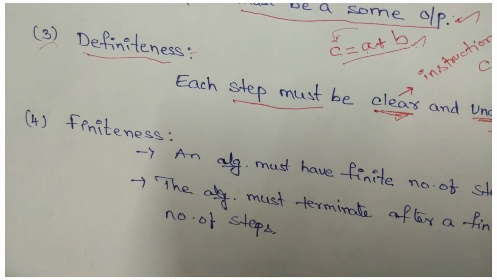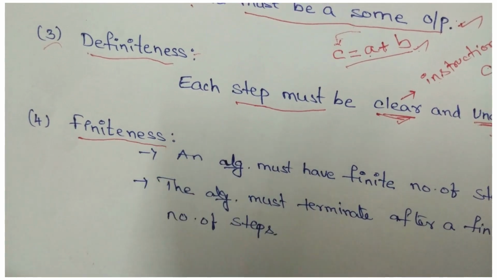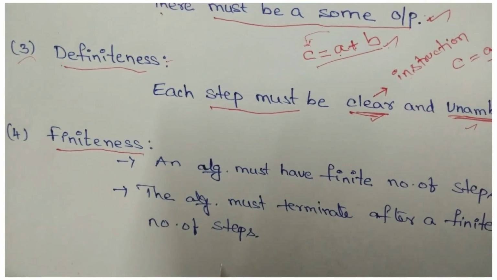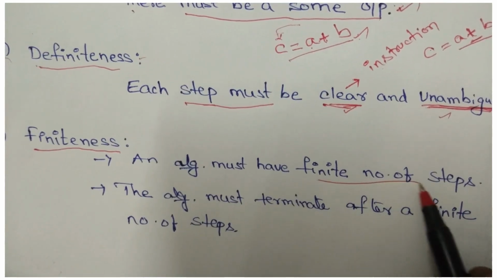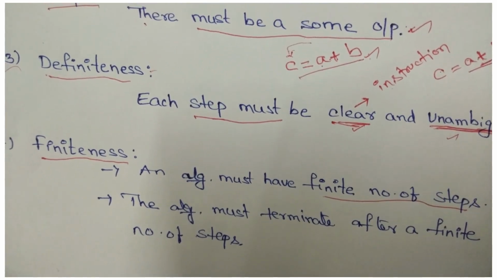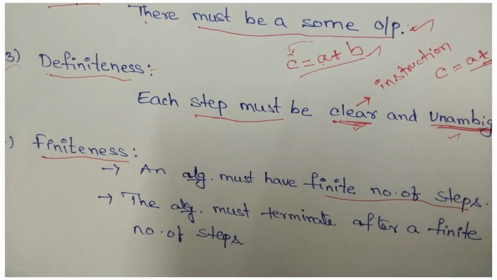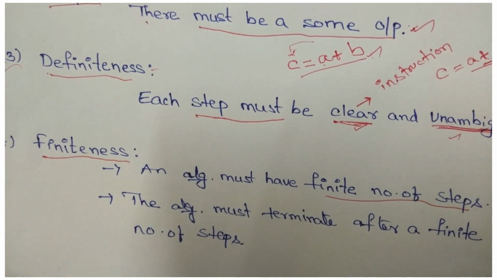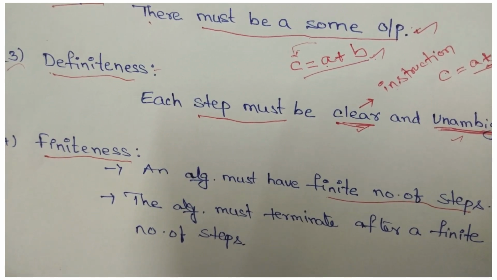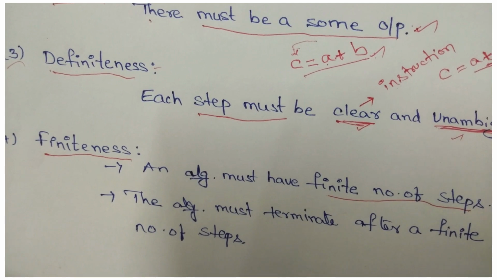And the next one is finiteness. What is meant by finiteness? An algorithm must have a finite number of steps. What is the main aim of an algorithm? To solve any problem in a step-by-step process. Whenever you write the step-by-step process, those steps must be a finite number of steps. Within a finite number of steps, we have to solve the given problem. That is finiteness.